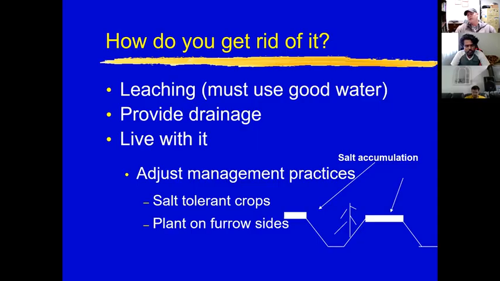Or you can just move too, right? If you have too bad a salt problem, it's kind of hard to get rid of, especially if you've got no way of providing drainage and you don't have good water. I mean, there's really nothing you can do.